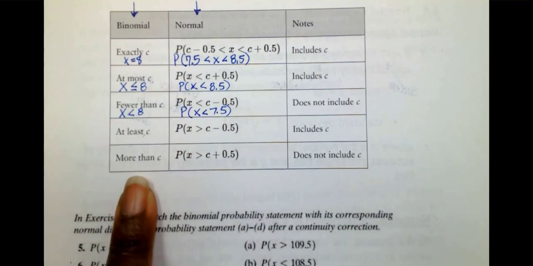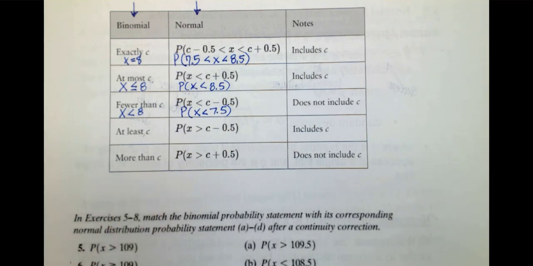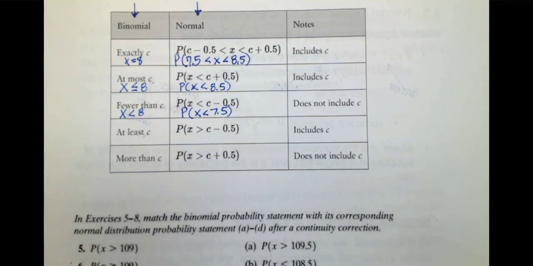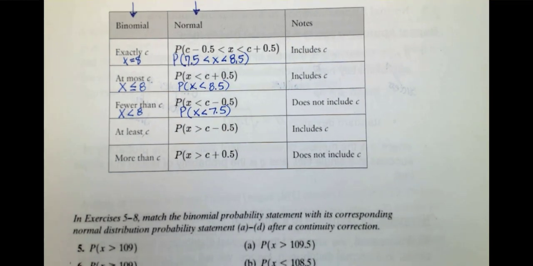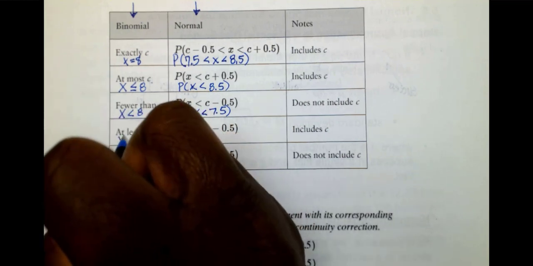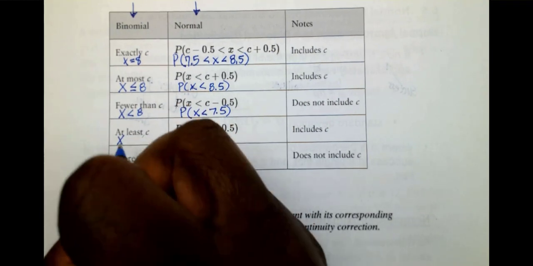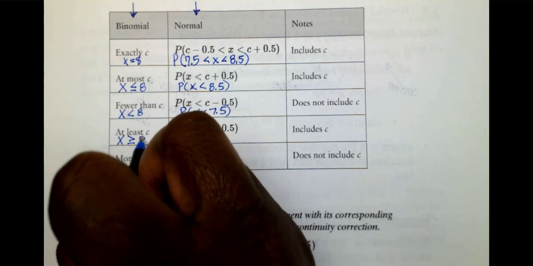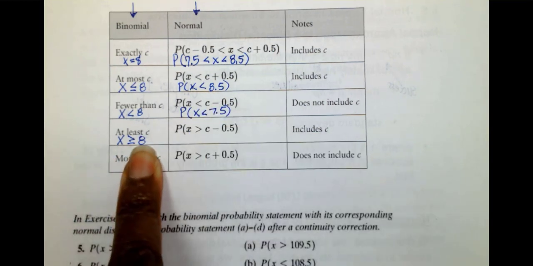And next, the problem is going to say at least C. So at least means I want that and everything above it. At least C means I want that and everything above it. So at least C means that I want this number. That's my lowest number I want.